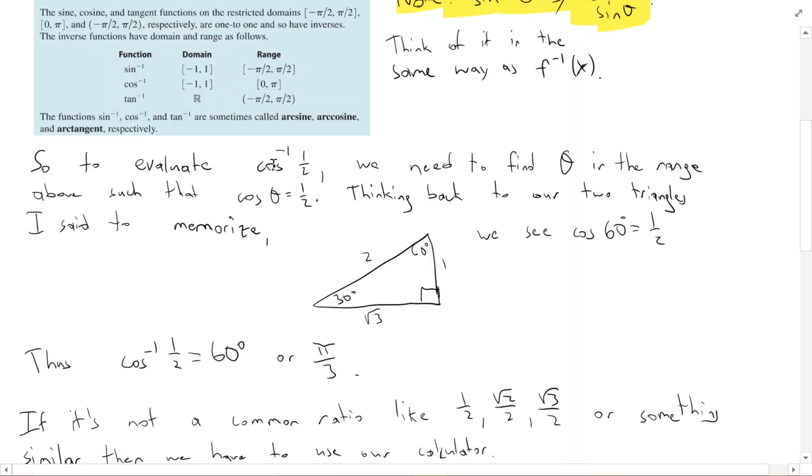So again, inverse cosine of 1/2 is basically saying what angle, when I take the cosine of that angle, is going to give me 1/2. I see that 60 degrees is that angle, so that's how I get that answer.